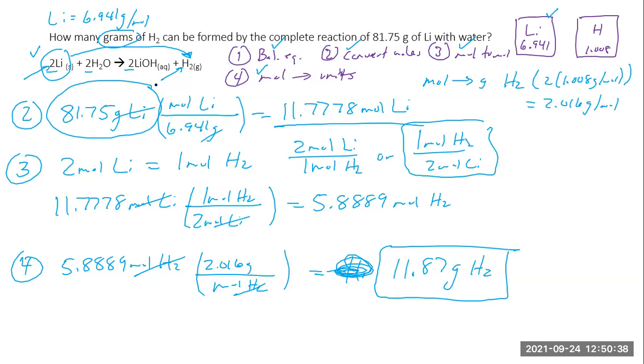Again, you can see, hopefully, it is the same 4 steps: balance equation, convert to moles, mole to mole relationship, moles to some other unit. Sometimes you need to do all 4 of them. Sometimes you just need to do 3 of them. Sometimes you can skip a step along the way. What does this mean? Here, if we were to do this reaction and we threw in there 81.75 grams of lithium, everything went perfect, we should expect to get out 11.87 grams of H2. This is what is sometimes referred to as the theoretical yield, which is how much product you should produce in a reaction if everything went perfect.